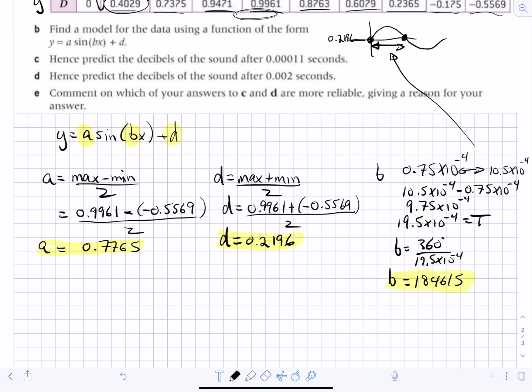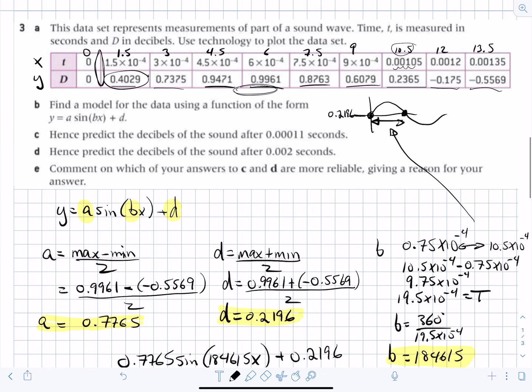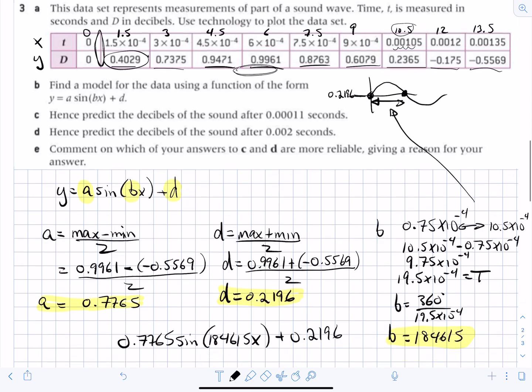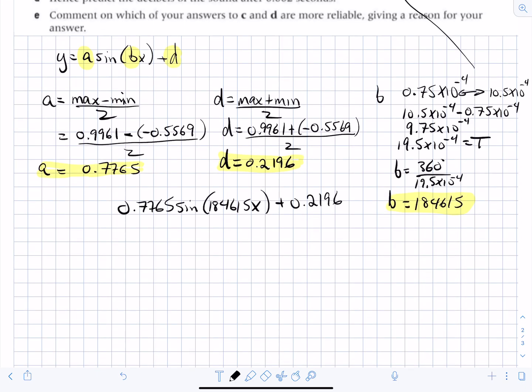So the equation will be 0.7765 times sine of 184615, and you could write that in scientific notation if you feel like it, plus 0.2196. Okay, that number, the B, is really big, but it makes sense because usually you go from 0 to 360, and this one is going into very, very small values for x, so it's a very small difference. So it makes sense that that would be a very large number.